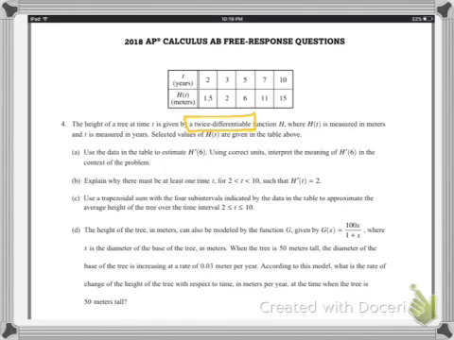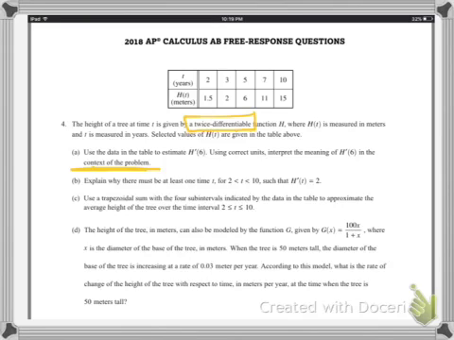It says use the data in the table to estimate h prime of 6, and then using correct units interpret the meaning of h prime of 6 in the context of the problem. So make sure you mention what's going on here. Don't give a graphical interpretation. Don't say it's the slope of this or that. Give it in terms of the problem here.